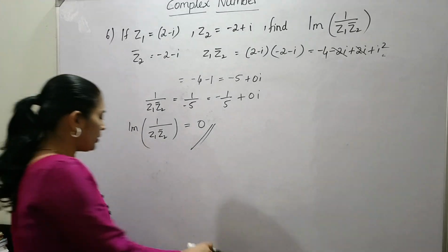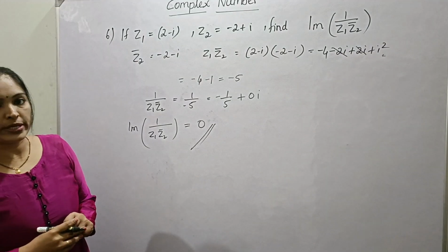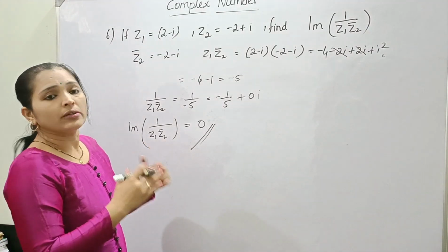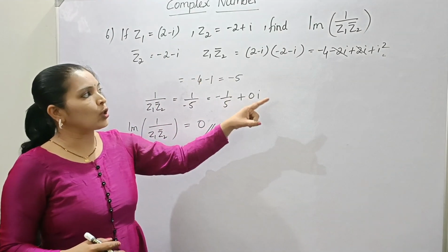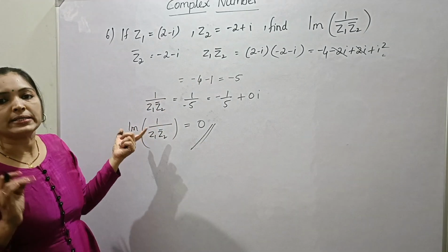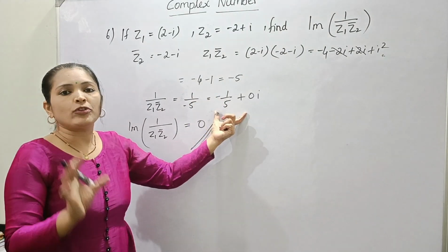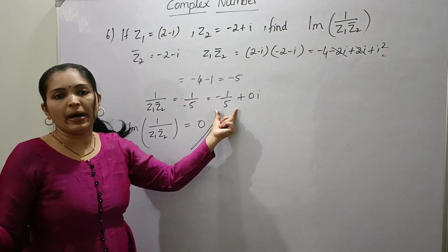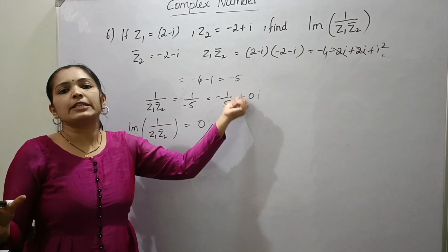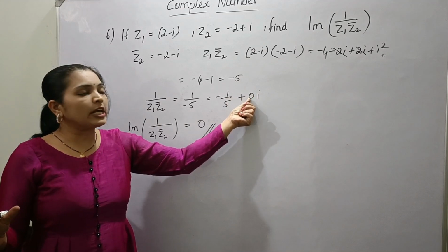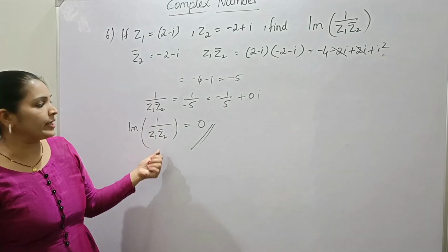Because we have to find the imaginary part of 1 by z1 into z2 conjugate, first of all let us find z1 into z2 conjugate. After finding z1 into z2 conjugate, then write 1 by z1 into z2 conjugate, that is nothing but minus 1 by 5, and write it in the form of a plus ib. Okay, it's a real number. Write it in the form of a plus ib, that is minus 1 by 5 plus 0i. Here the imaginary part is 0. Therefore the imaginary part of 1 by z1 into z2 conjugate is 0.